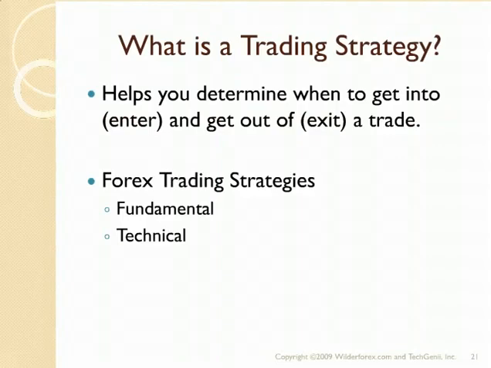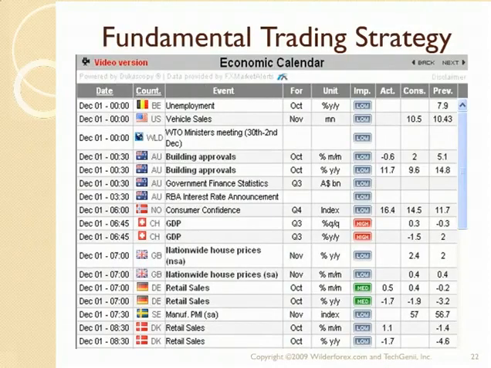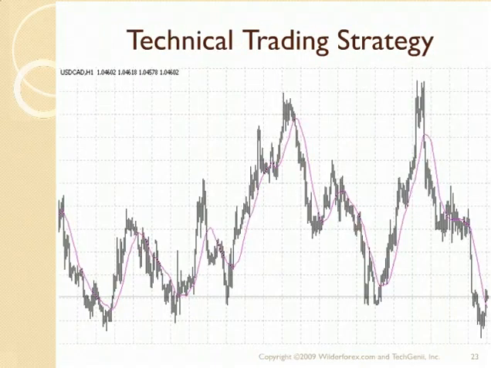What is a trading strategy? A trading strategy helps you determine when to get in, or enter, and get out of, or exit, a trade. There are two Forex trading strategies, fundamental and technical. Fundamental trading strategy uses financial news to predict movements in a currency pair. The financial news can consist of economic indicators and/or news-based events. An example of an economic indicator would be the gross domestic product or GDP. A technical trading strategy focuses on statistical and probabilistic indexes to help predict the future trend of a currency pair. An example of this is the moving average, which is shown on this chart.